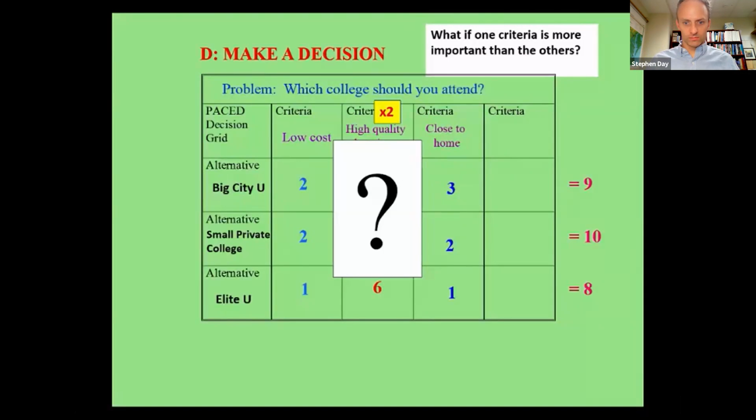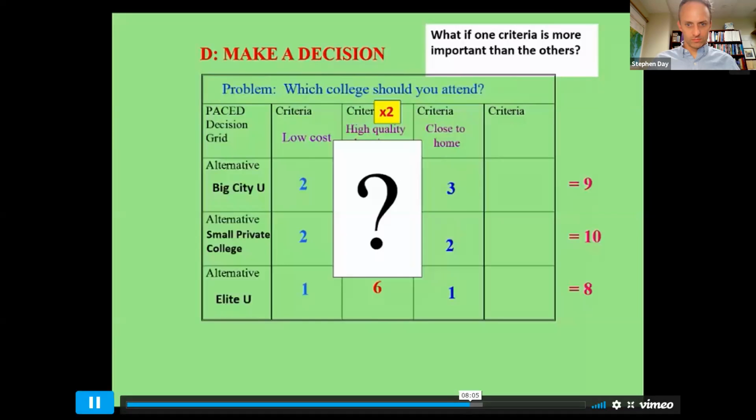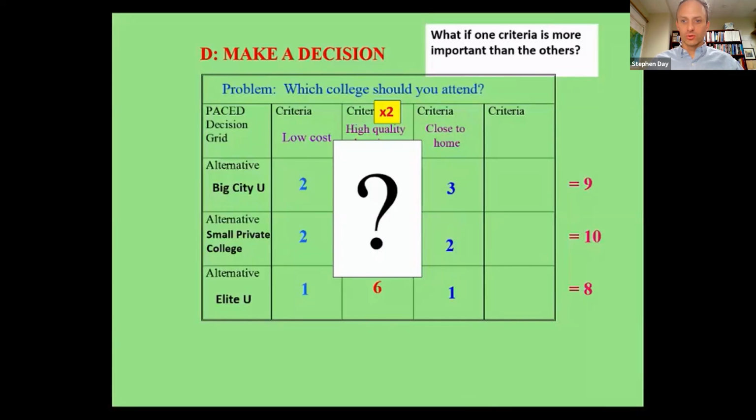Because filling out a decision grid isn't about getting the correct numbers. It's about the process. And this is what you want to emphasize with your students. There's no right or wrong to the numbers. And of course, she's going to tell you that the opportunity cost is going to be choice number 2, which is going to be Big City U, which gets a 9.